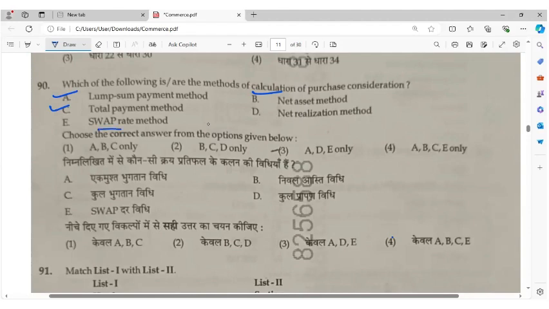Swap, you may be confused whether it is included or not, but you are sure that option D is not coming. Again, according to the options, you will get confused in option E. But option E is swap, and the swap method is nothing but an exchange method, the share exchange method, which you have heard about. We have discussed in our lecture that purchase consideration has four methods: lump sum method, net asset method, total payment method, and the share exchange method. The share exchange method has another name, the swap rate method. So options A, B, C, E is the right answer over here.